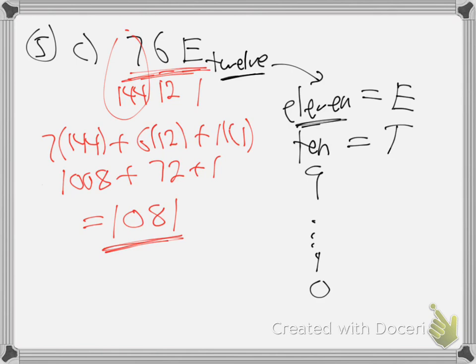Did you track with that? So it's the same kind of thing. Higher base, 1 times 12 times 12, and then just multiply. E's 11, T's 10. We good? Let me know if you want to do more.